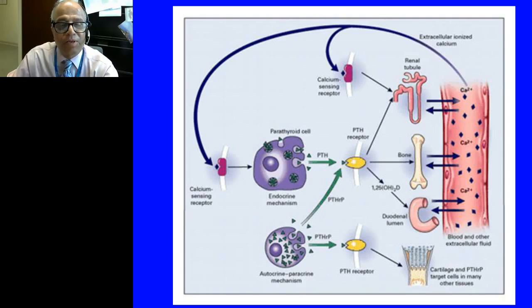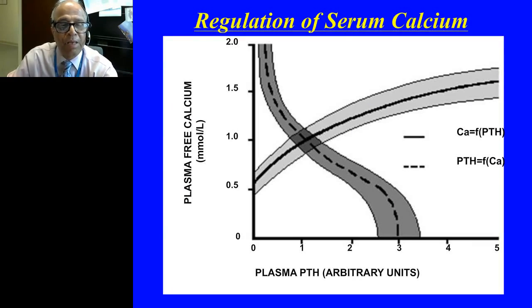And because of this tight regulation, serum calcium is maintained within a very narrow range, although within an individual it is much narrower than the normal reference range that is normally given. For example, within an individual, the calcium ranges only by about 0.5 milligram, whereas between individuals, it can range up to 2 milligrams.